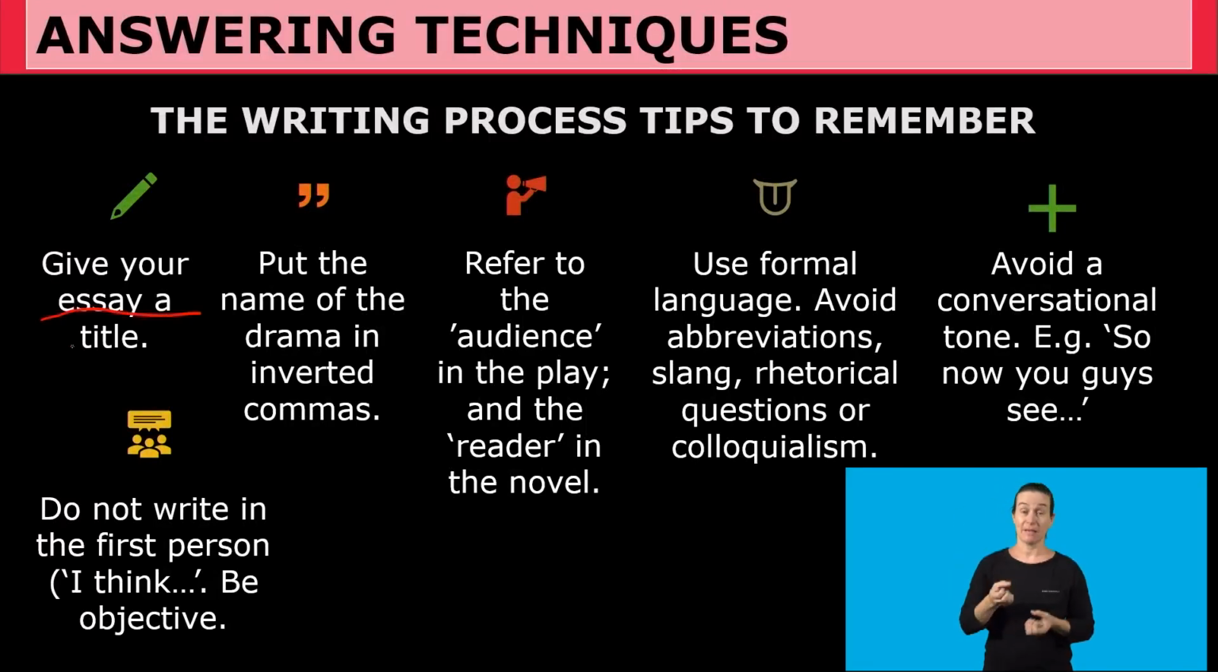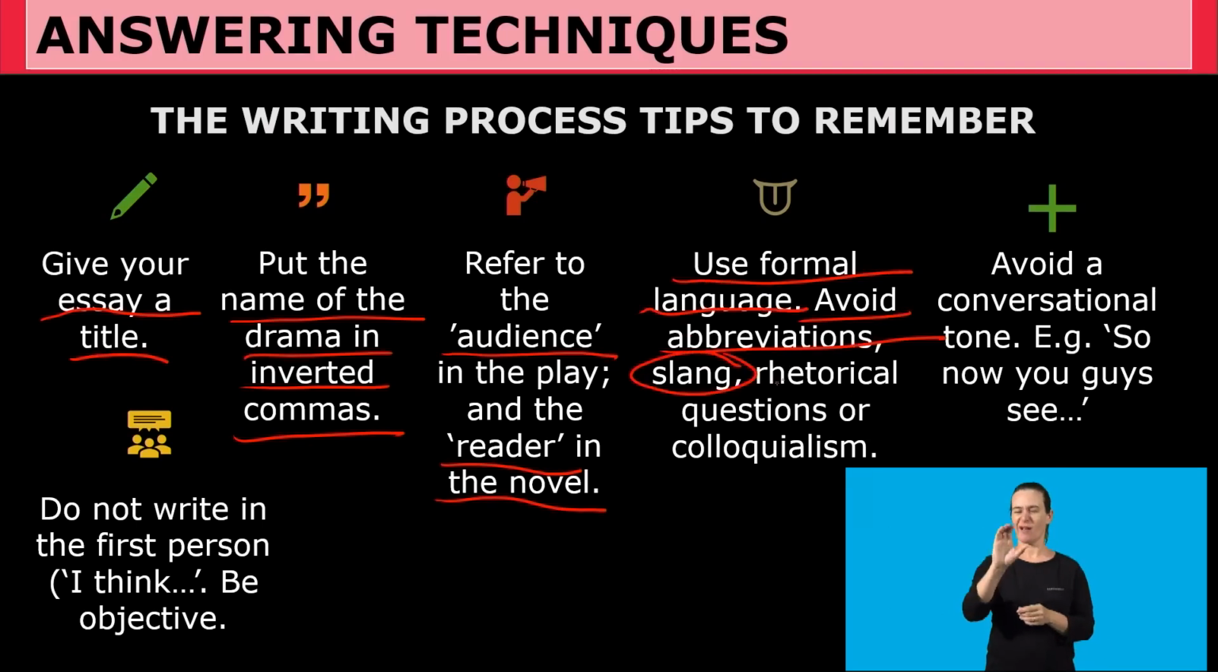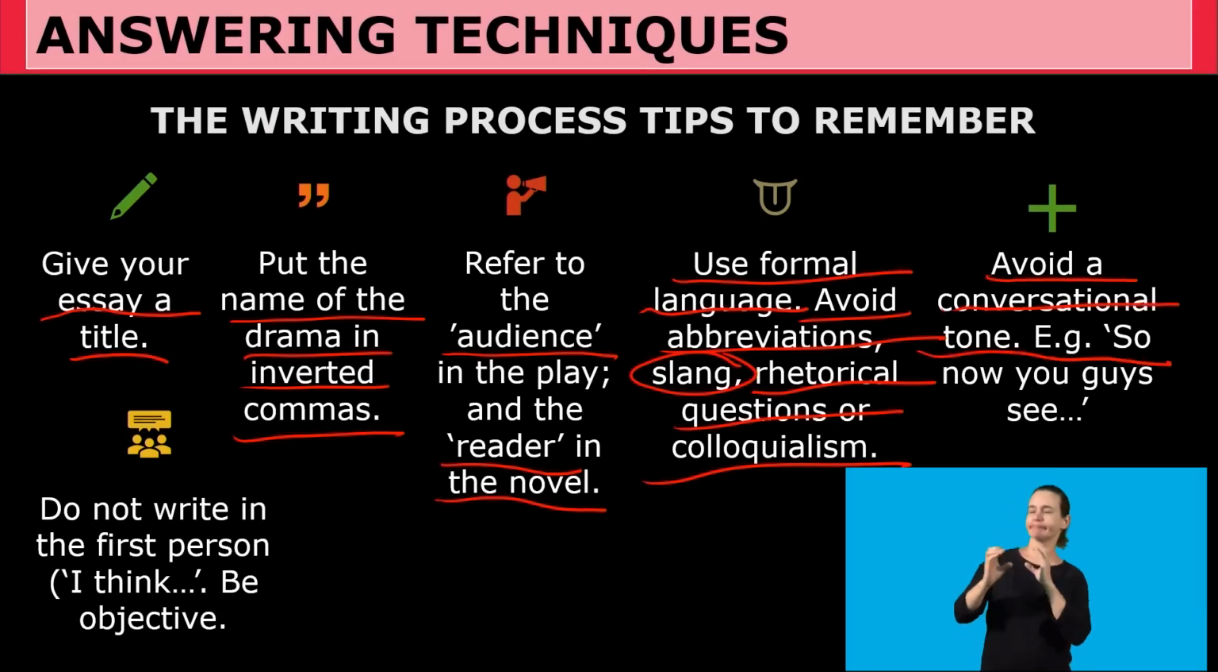Give your essay a title. Put the name of the drama in inverted commas. Refer to the audience if you are discussing a play, and then refer to the reader if you are writing a literary essay on a novel. Use only formal language. Avoid abbreviations, slang, rhetorical questions, or colloquialism. Avoid a conversational tone. For example, so now you guys see.